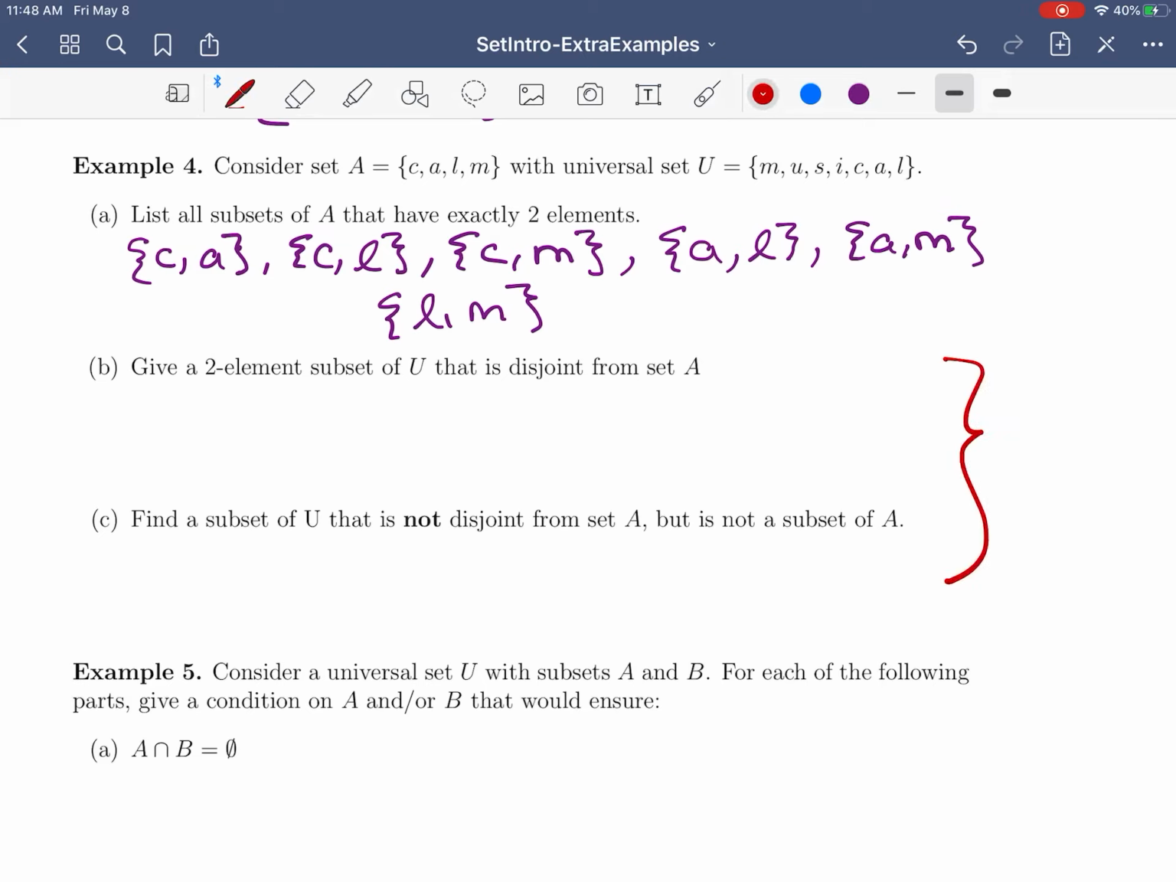Okay, so these two have many correct answers. So if you put one and it doesn't happen to be one of the ones I put, that doesn't mean it's wrong. So give a 2-element subset of U that is disjoint from A. Okay, so again, I want a set with only 2 elements, but I want it to be disjoint from A. So we have to remember what it means to be disjoint. So this means that it has nothing in common with A.